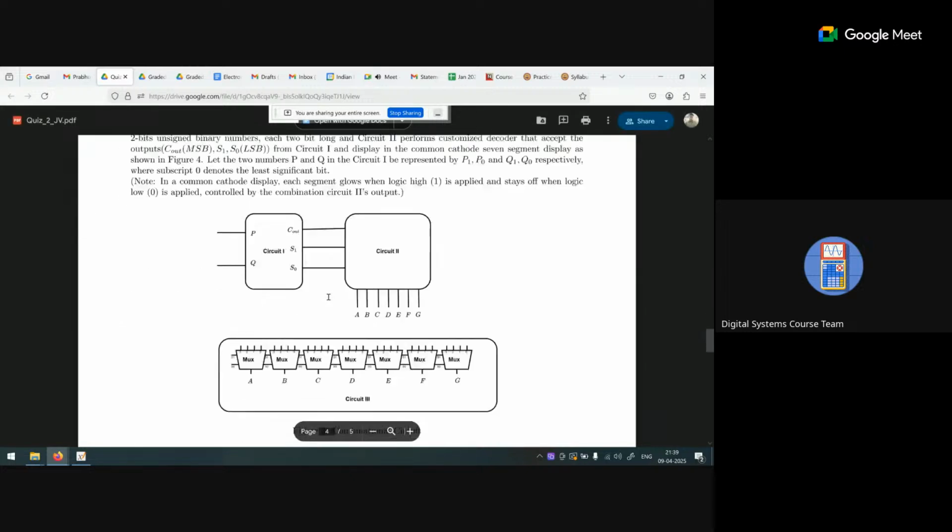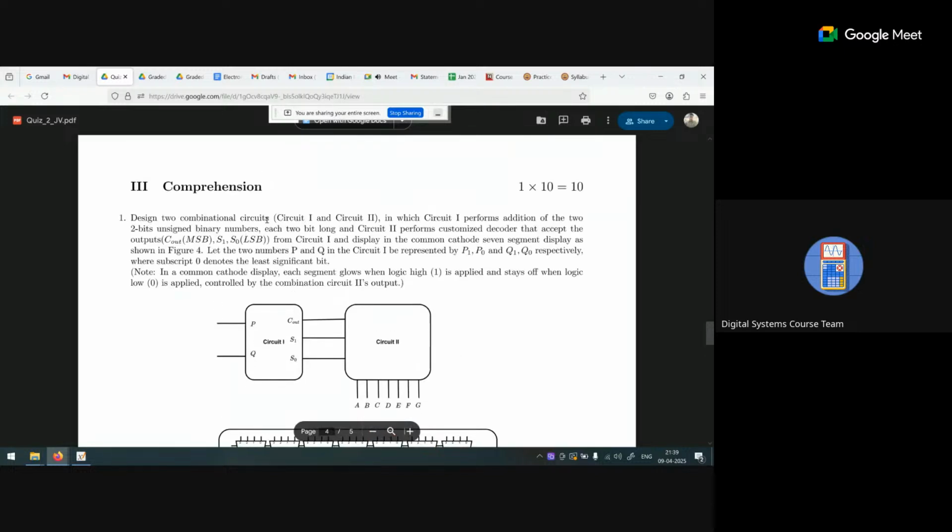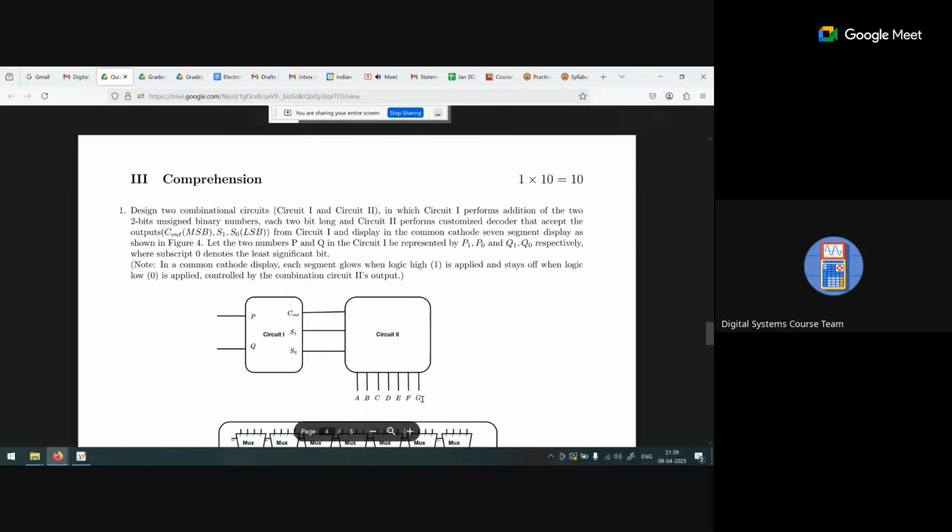The question is: design two combinational circuits, circuit one and two, in which circuit one performs the addition of two unsigned binary numbers, each 2 bits long, and circuit two performs the customized decoder that accepts the output Cout, S1 and S0. That means this particular one is the combinational circuit. With respect to this one, it will be A, B, C, D, E, F, and G, seven lines given as the output.